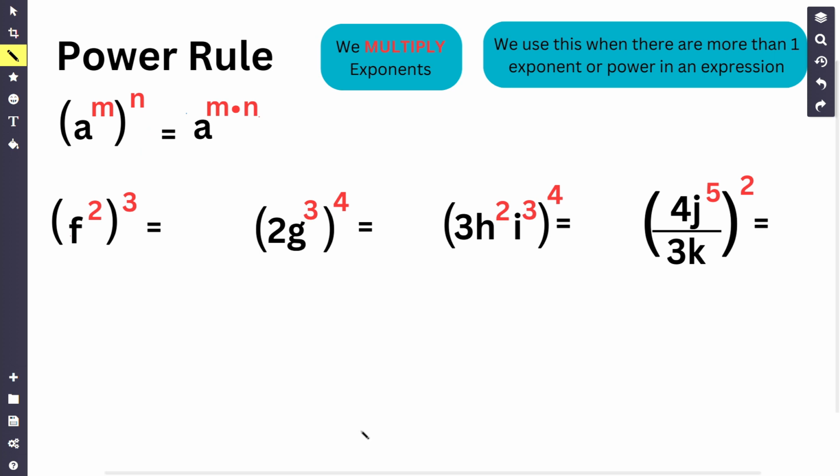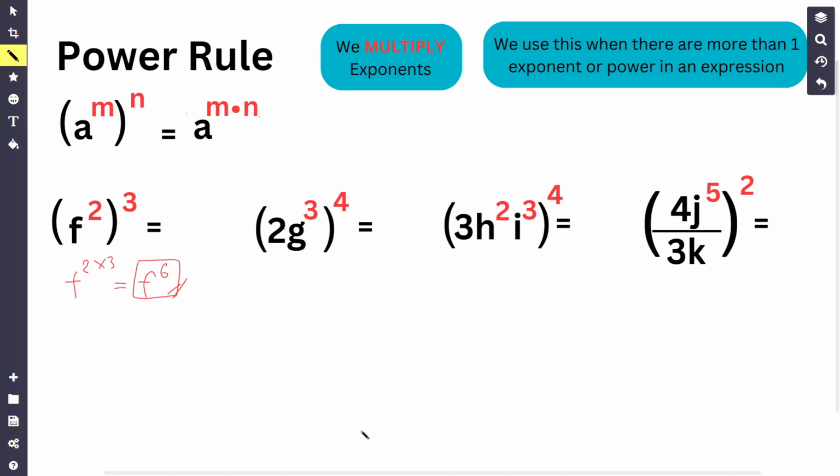Let's say we have here f raised to 2 and then we raise it to the power of 3. As the power rule says, if there is more than one power, what we will just do is multiply them. So this will become f raised to 2 times 3. And the answer here is, of course, f raised to 6. This is already our final answer in this example. As simple as that. Okay, let's continue.